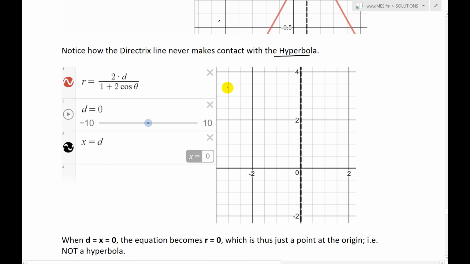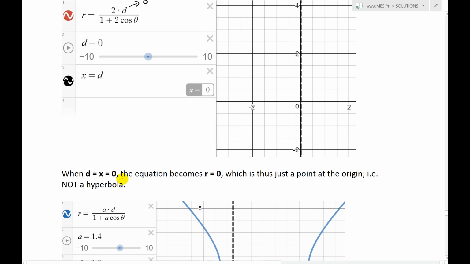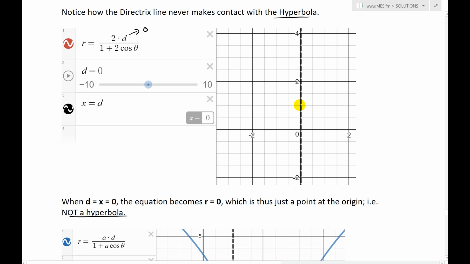And notice how, over here now, if you have the directrix equal to 0, this goes to 0. So then you'll have r equal to 0. When d equals 0, so we have x equals 0 as a directrix, the equation becomes r equals 0, which is thus a point at the origin, i.e. not a hyperbola, it's either a point or just nothing there.